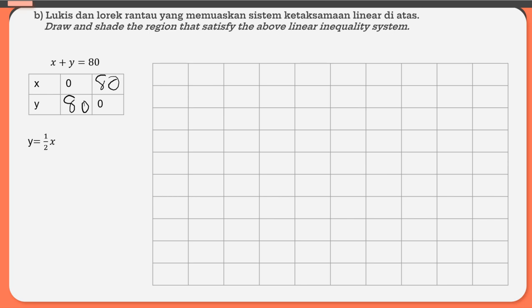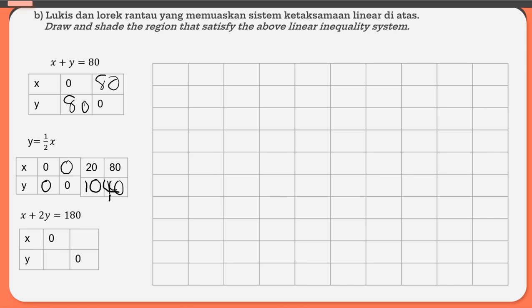Okay, for the second one, it is obvious. When x equals 0, definitely y equals 0. When y equals 0, x also equals 0. Okay, you have a straight line starting from the origin, but this point doesn't help much. So I add like 2 or 3 more points to get the value of y. So when x equals 20, 20 divided by 2, y equals 10. When x equals 80, 80 divided by 2, y equals 40.